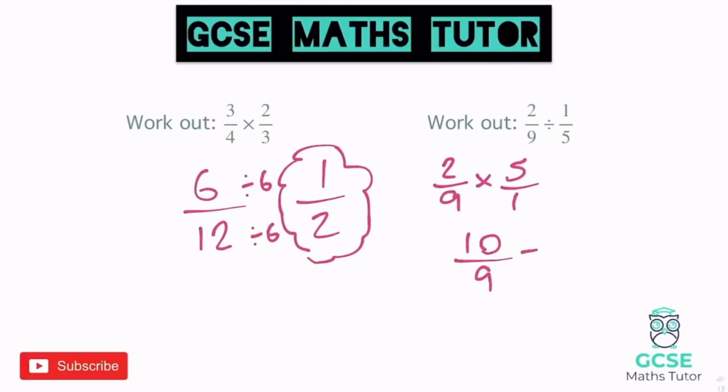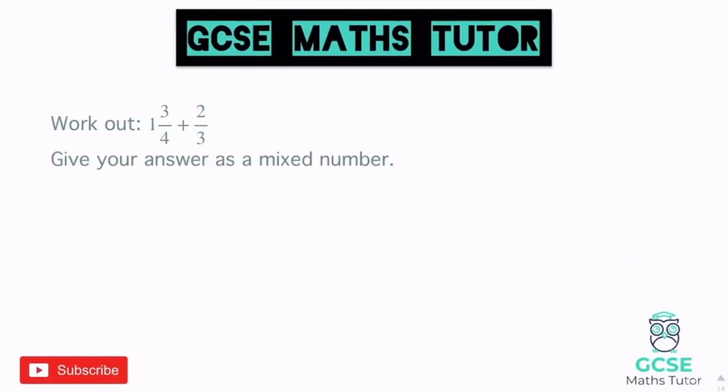9 fits into 10 once, with a remainder of 1/9 left over, so 1 1/9 would be my final answer there, and that's dividing fractions. When it comes to adding and subtracting, the process is the same. I'm just going to go for this one addition.